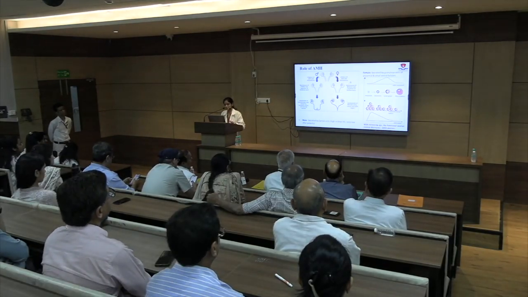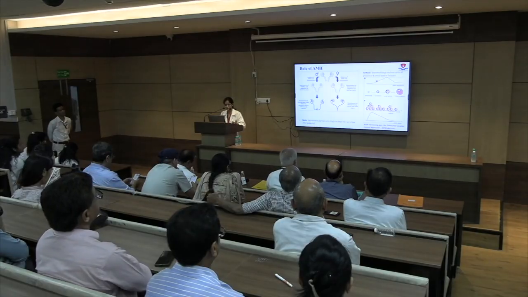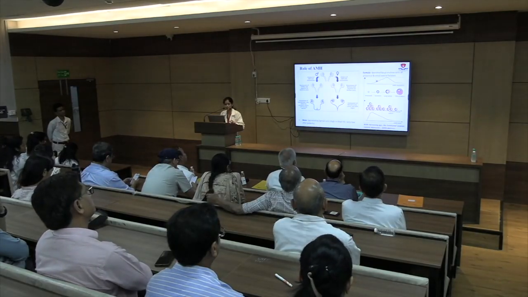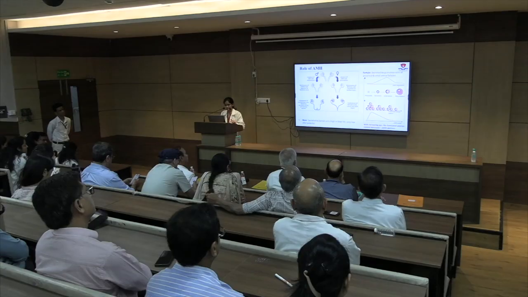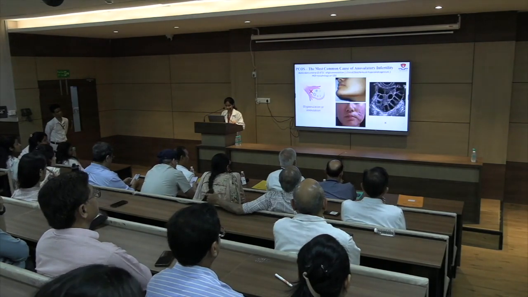Now the role of AMH is important in adults during the reproductive lifespan because it is secreted by the granulosa cells of preantral and small antral follicles, and it determines the ovarian reserve. So as the age of the female increases, there is a decline in the functional ovarian reserve, and thus there is a decline in the AMH.